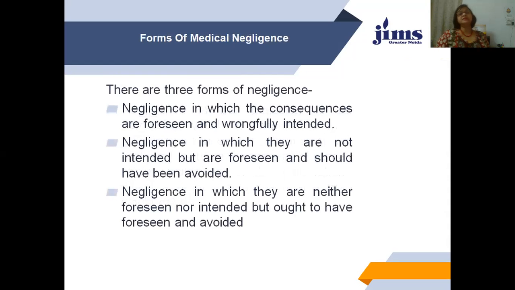Now we will discuss the several forms of medical negligence. Broadly, it is divided into three. First, negligence in which the consequences are foreseen and wrongly intended. Second, negligence in which they are not intended but are foreseen and should have been avoided. Third, negligence in which they are neither foreseen nor intended but ought to have been foreseen and avoided.